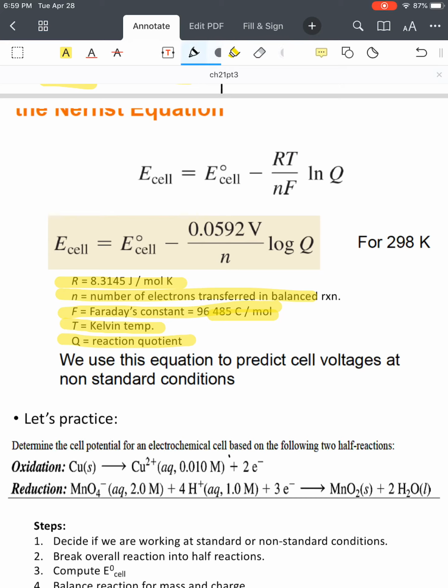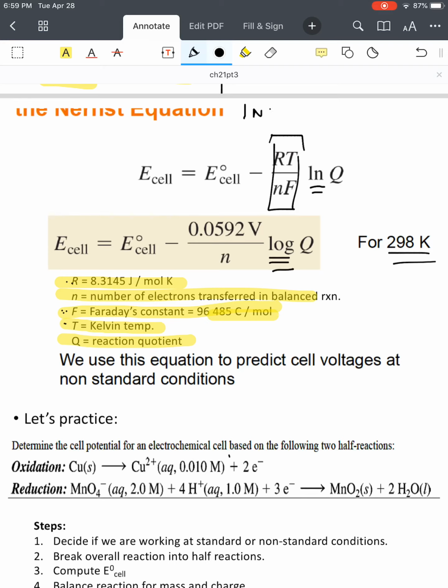All right, now, because there are so many constants in this term right here, we can start to simplify this equation some by plugging in the values for the constant. So we're going to plug in a number for R. We're going to plug in 298 for our temperature. Say that we're going to do this at room temperature. We're going to plug in the value for F. And we're also going to convert the natural log into the base 10 log.